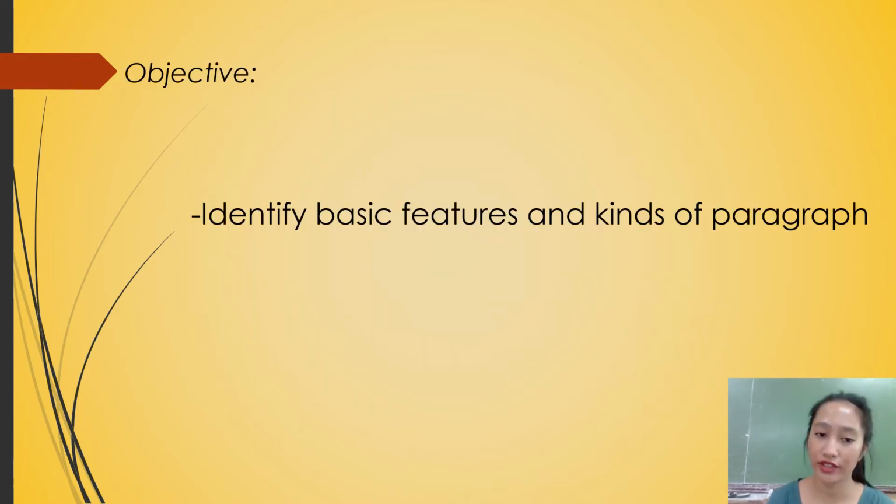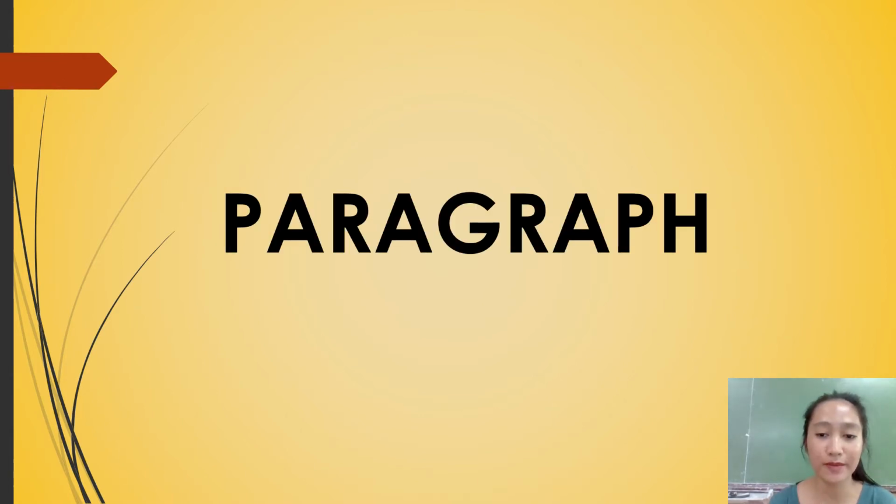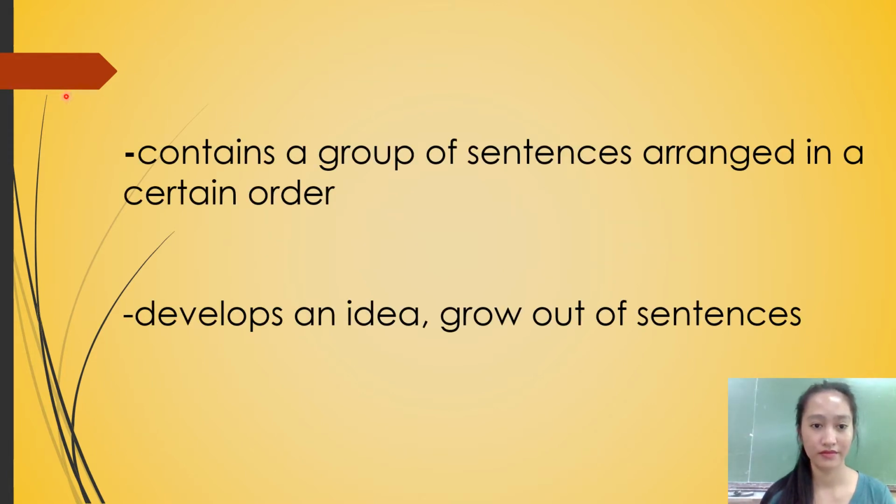Our objective for this week is to identify basic features and kinds of paragraph. So what is a paragraph? A paragraph contains a group of sentences arranged in a certain order. A paragraph develops an idea and grows out of sentences.